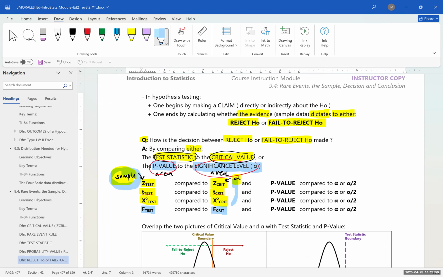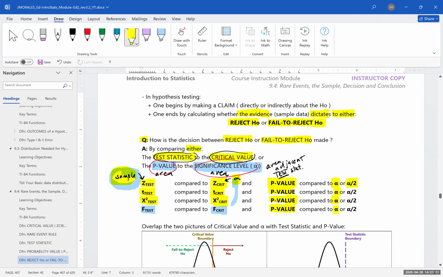In each of these scenarios, the area next to your test statistic is called the p-value. So this is the area adjacent to the test statistic. And you compare that area to either the significance level or the significance level divided by 2. And you can kind of do that same process with any distribution.